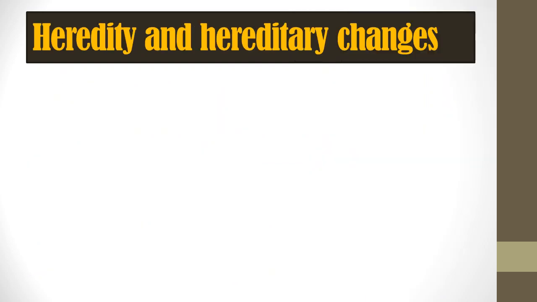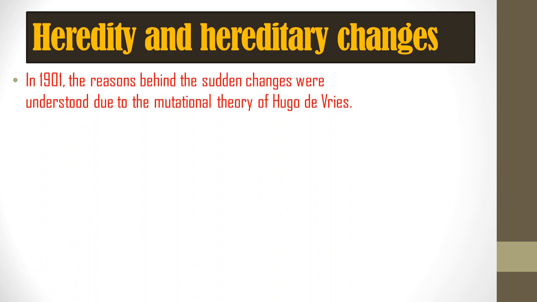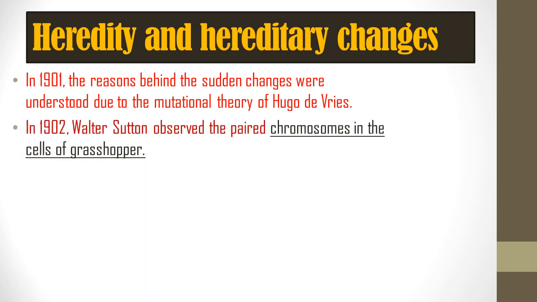Alright, now heredity and hereditary changes. So students, in 1901, the reasons behind the sudden changes were understood due to the mutation theory of Hugo de Vries, and the mutation theory means a theory of evolution. And meanwhile, in 1902, Walter Sutton observed the paired chromosomes in the cells of a grasshopper. Until then, it was not known to anyone. That means the chromosomes were first studied in the cells of a grasshopper.